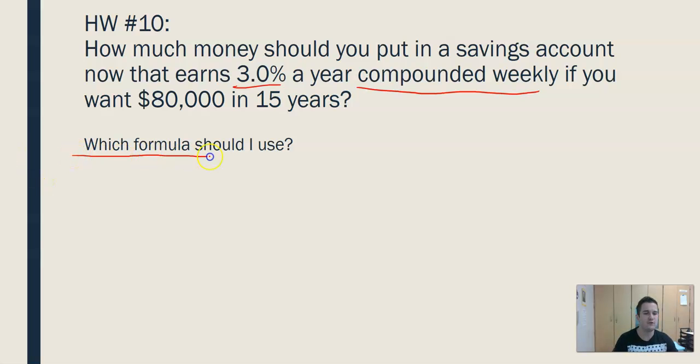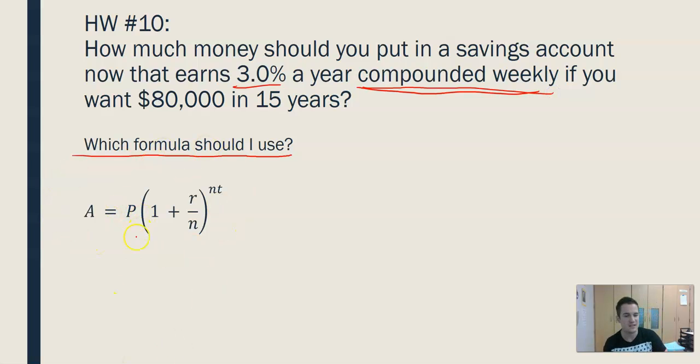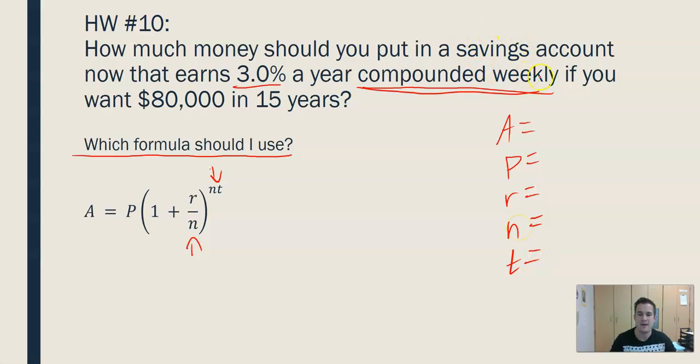So first of all, which formula am I using? This is compounding weekly, so I'm going to use this formula. Not my continuous formula, but my compounding formula for interest, where I can tell it specifically how often it's being compounded in a year. So let's find my A, P, r, n, and t values. So, how much do I want to end up with? Well, I want to end up with $80,000.